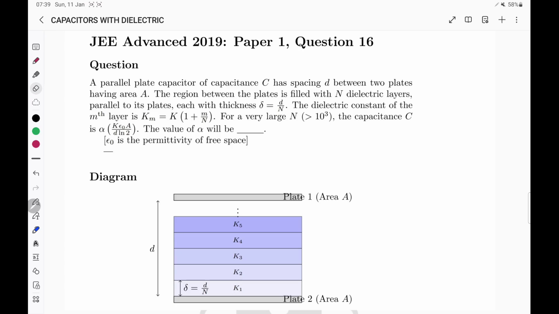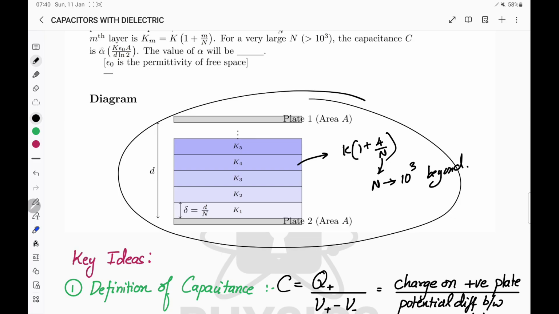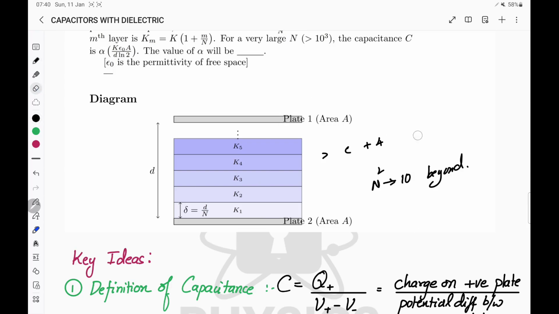So for the aid of the students, I have made a diagram over here. We have n plates between the plates of a capacitor. We have n dielectrics, sorry, and each dielectric has a different dielectric constant. The fourth dielectric constant, for example, will be K into 1 plus 4 divided by N. And they are telling N tends to 10 power 3 and beyond. So we need to find the capacitance of this system. To be specific, after finding capacitance, we need to report the value of alpha. So yeah, let's dive into the question.